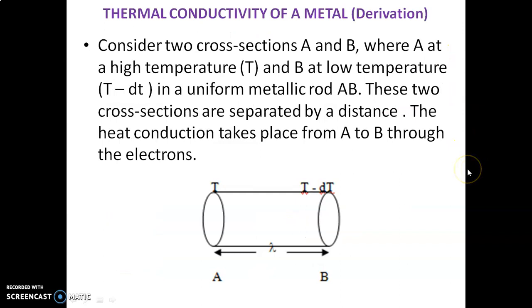Now, let us see the derivation part of thermal conductivity. Consider a metal piece. It has two cross sections, cross section A and another cross section B. Now the heat is applied at the end A. The temperature at cross section A is T. The temperature at cross section B is T minus dT. Now the heat is transferred from cross section A to cross section B. The distance between the two cross sections is lambda.